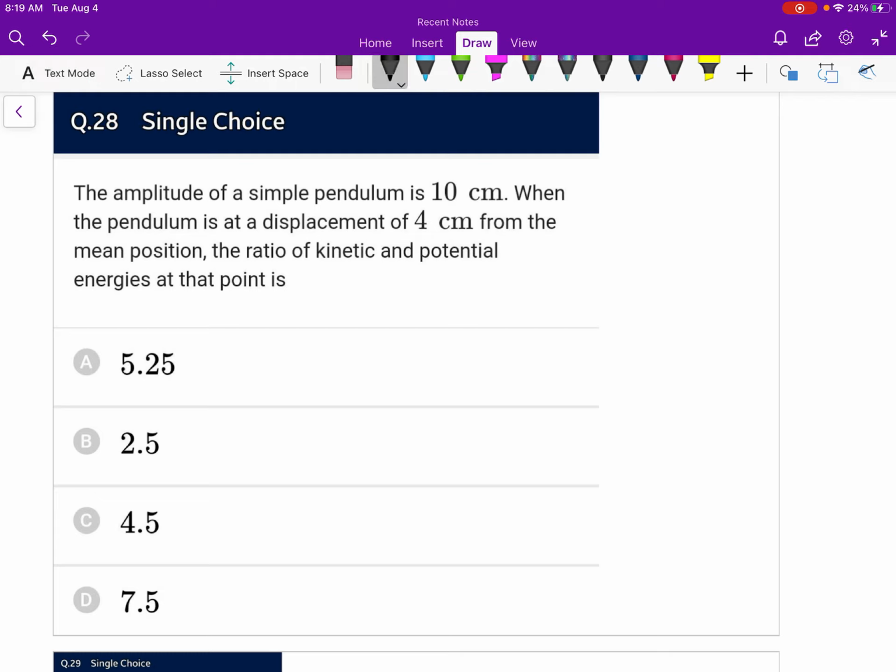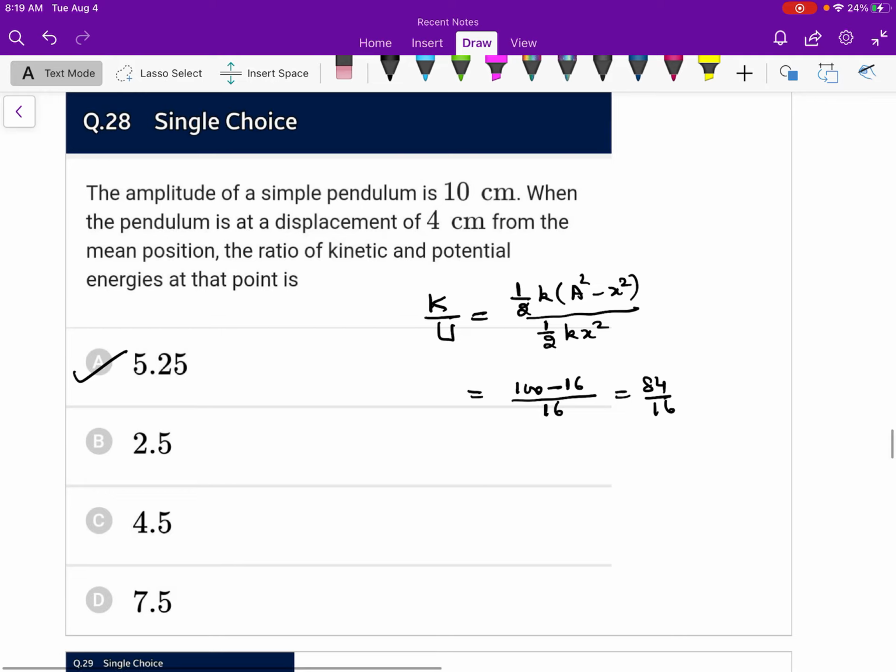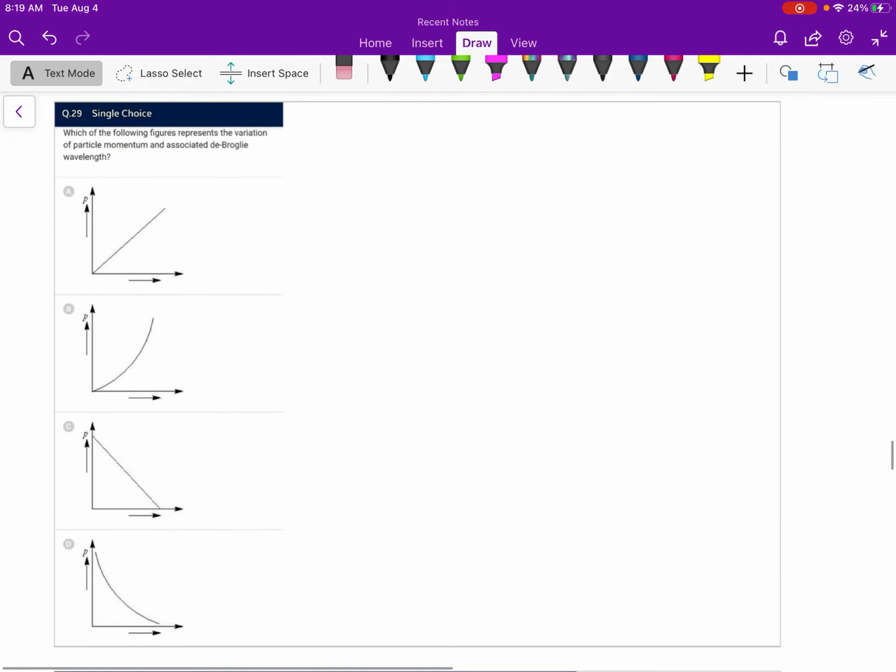So ratio of kinetic and potential energy, so kinetic energy upon potential energy, that is half K (A square minus x square) upon half K x square. So A square 100 minus x square 16 upon x square 16, so that is 84 upon 16, so 5.25. So A is the correct option.